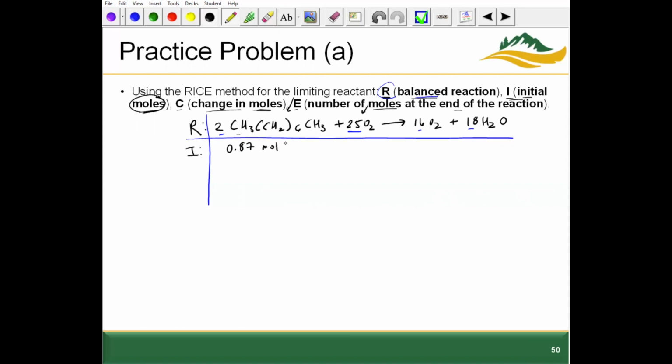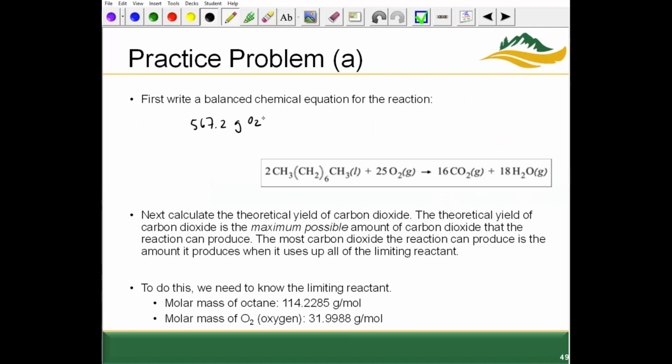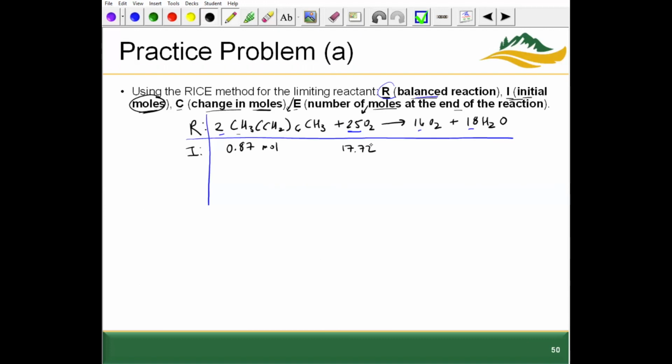0.87 moles of octane. For oxygen, we have 567.2 grams of oxygen gas. Remember, oxygen gas is diatomic, so its molar mass is about 32. So grams in the denominator, moles in the numerator. This gets us about 17.72 moles of oxygen. So initially, we have this many moles of octane and this many moles of oxygen.